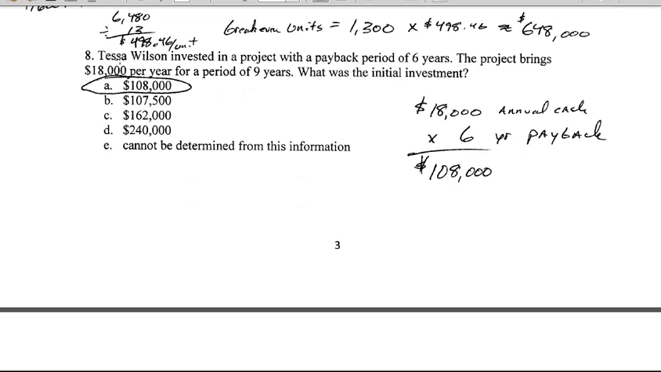Number 8, the company invested in a project with a payback period of 6 years. The project brings $18,000 per year for 9 years. What's the initial investment? Remember, your formula for payback period is to take the investment divided by annual cash flow. So we're just reversing into that. We know that we're going to pay back the initial investment in 6 years. We know that it's bringing $18,000 per year. So if you take how much annual cash you got times the payback period, that's going to give you your initial investment of $108.